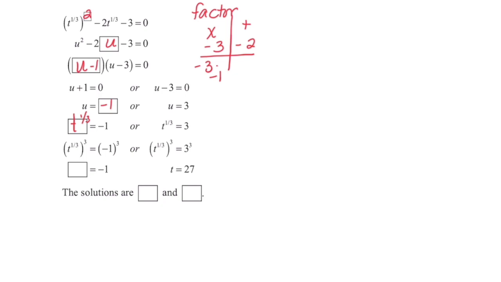How do I undo a 1/3 power? What we can do to make it into the power of 1 is raise to the third power, since 1/3 times 3 is 3/3, or back to 1. When I cube the left and the right sides, I'll have t equal to negative 1. And when I do the same to t to the 1/3 equal to 3, I have t equal to 27. So our solutions are negative 1 and 27.